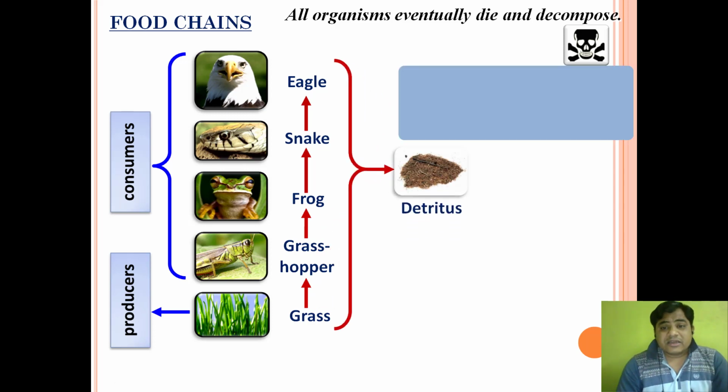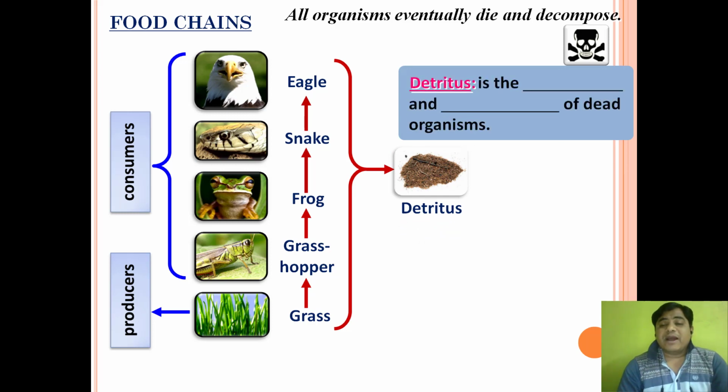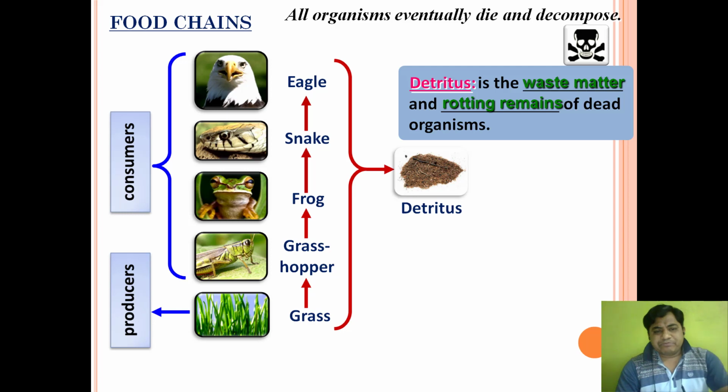But that decomposition process is performed by the microorganisms and the detritus. It is the waste matter and rotting remains of dead organisms. They are called detritus. It includes everything from grass to eagle, that is, from producer to quaternary or tertiary consumer.